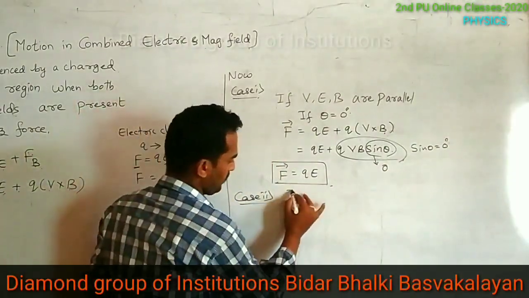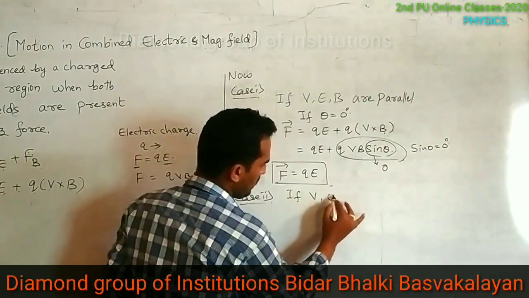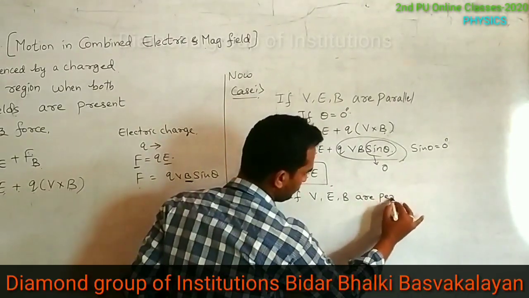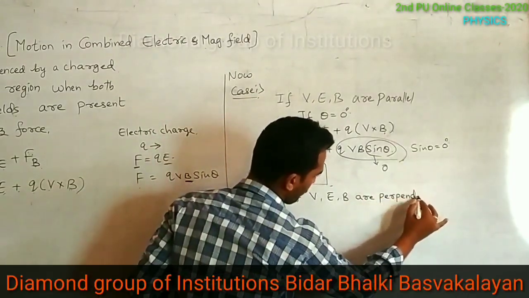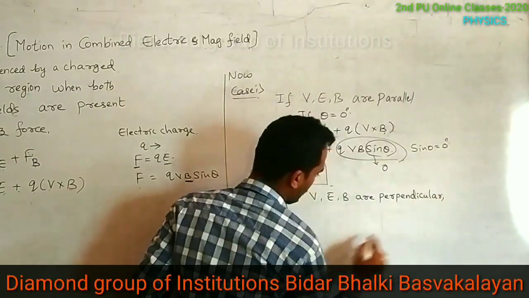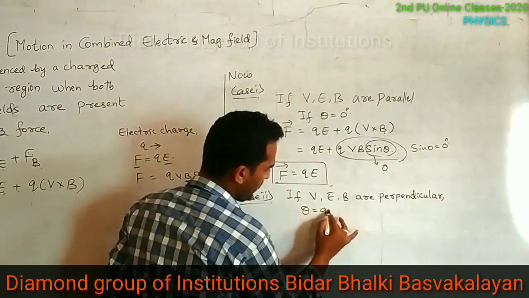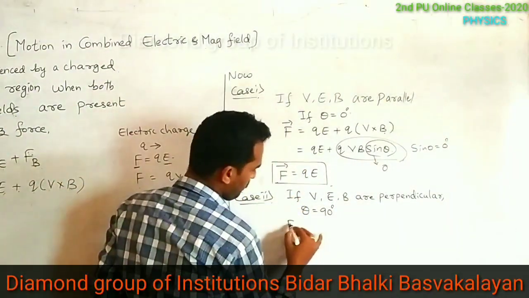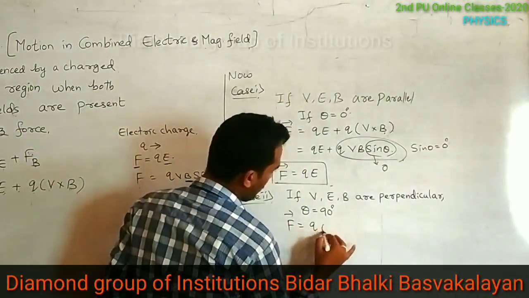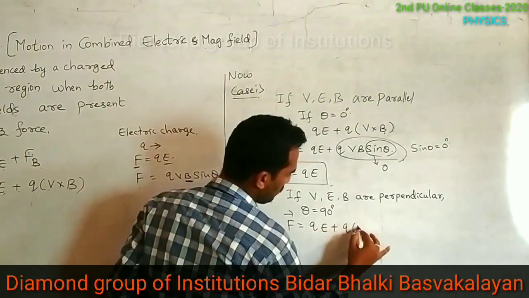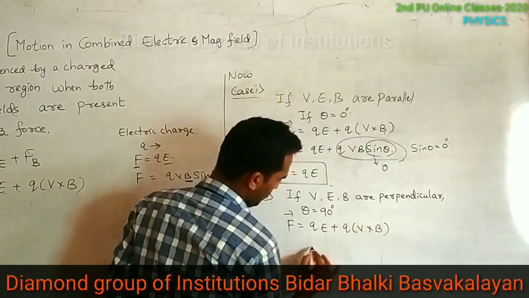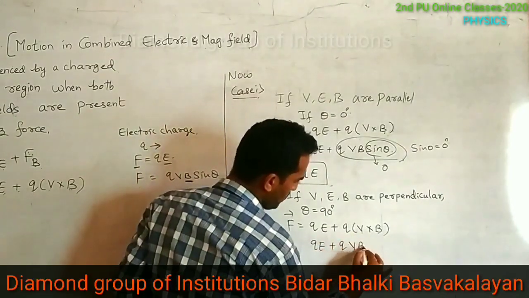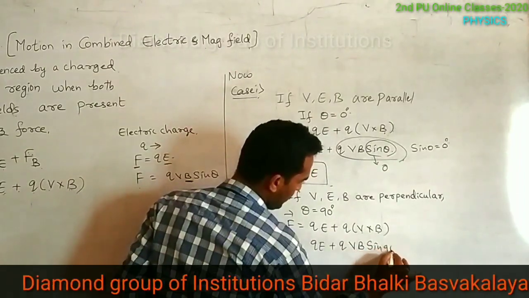Now if V, E, B are perpendicular, it means theta is 90 degrees. What is the angle here? 90 degrees. Again F becomes Q into E plus Q into V cross B, so Q into E plus Q into VB sin 90 degrees.